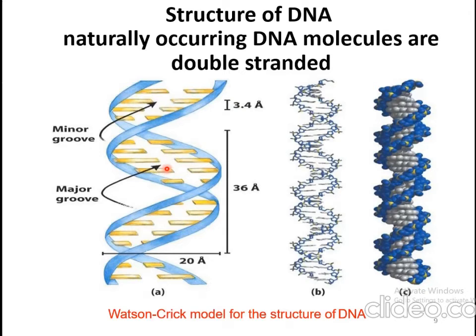Watson-Crick model for the structure of DNA is usually 36 angstrom in length and 20 angstrom in diameter. Whereas the minor groove is 3.4 angstrom and the major groove is 36 angstrom. Overall, the combination of minor and major groove is more than 36 angstrom, whereas the diameter of this double-stranded structure is 20 angstrom. You can see the microscopic view of this double helical DNA structure.